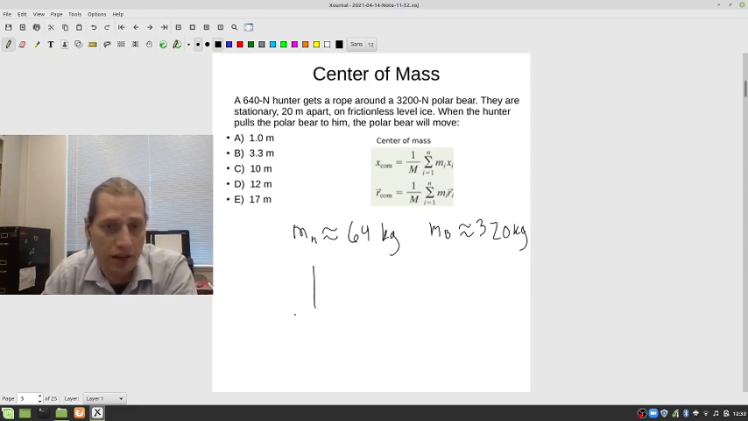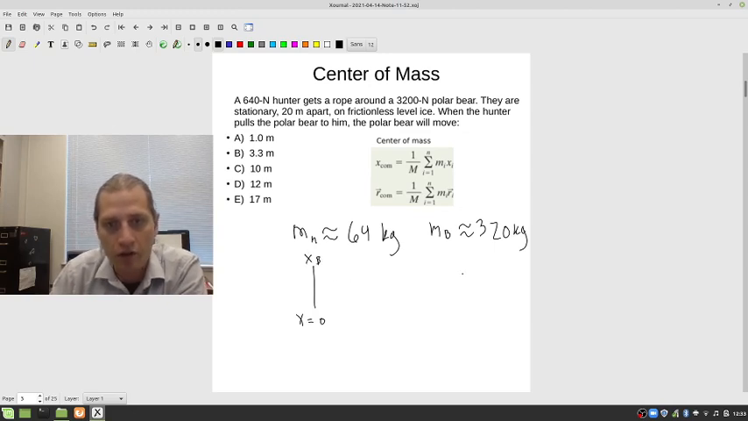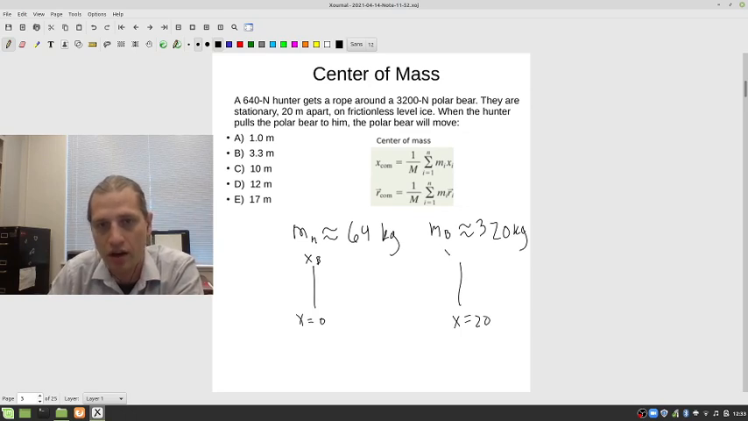So I can write this as x equals 0. That's the position of the bear. So let's put our bear right there, x of our bear. And then over here at x equals 20 is x of our hunter.